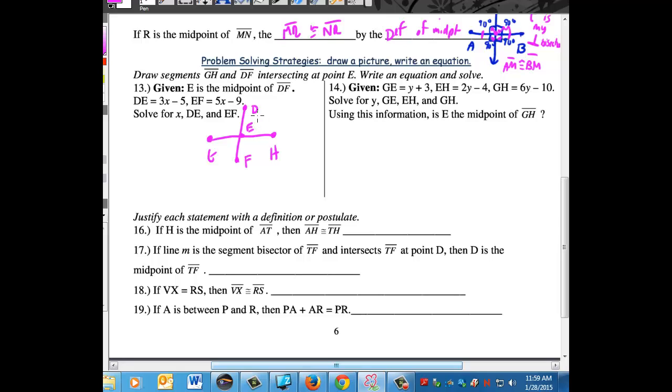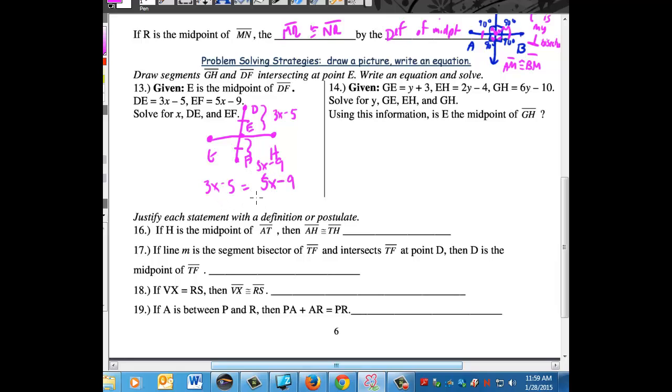Alright, so we're told that DE, this length from D to E, is going to be 3x minus 5. And we're told the length from E to F is going to be 5x minus 9. And so they want us to solve for x. And we're told also that E is the midpoint. So what I can do here is put a mark here and a mark here, meaning these two segments are each congruent. So we're going to take 3x minus 5 is going to equal 5x minus 9.